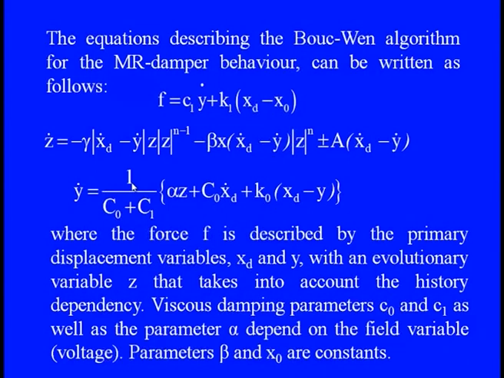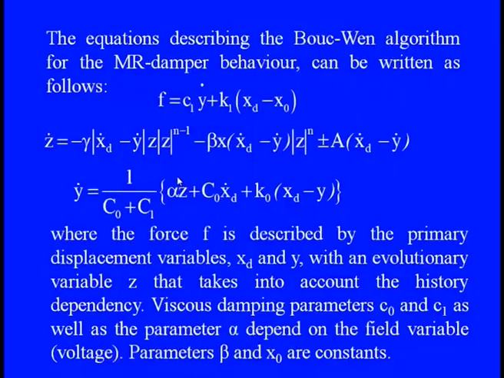And here we have it into alpha z, where alpha is the field variable which depends on the applied voltage, into z. As I told you, z is the evolutionary variable, depending on how the dependency features are on the previous part, into C0 x dot d, because C0 is just moving with the xd. So, we have the viscous forces with that, plus k0 into xd minus y, because the displacement we are considering here is y.